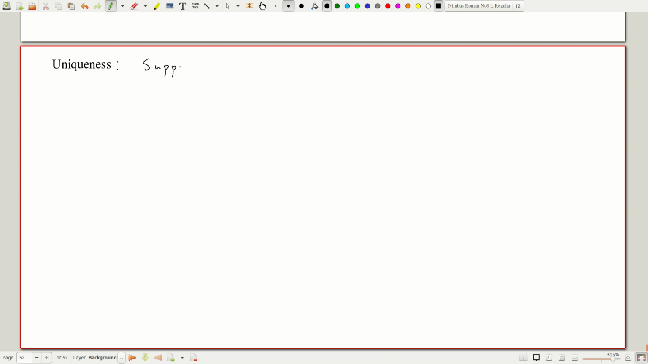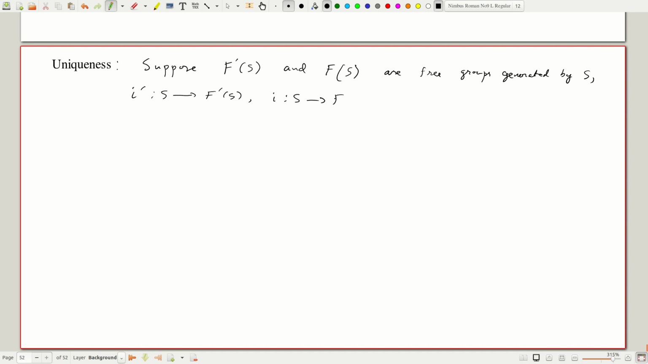Okay, namely, suppose we have two different free groups generated by S. So let's call them F prime of S and F of S. They are free groups generated by S, and we have the corresponding inclusion maps, i prime maps S to F prime of S and i maps S to F of S. Okay, so the theorem is they are isomorphic.